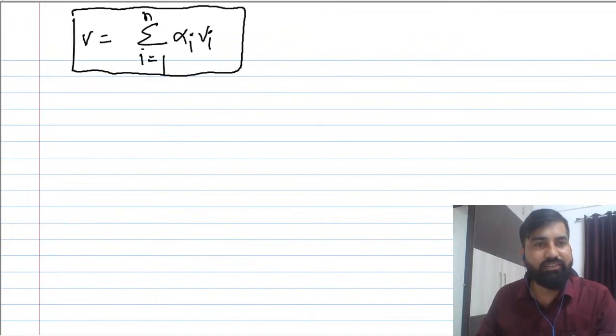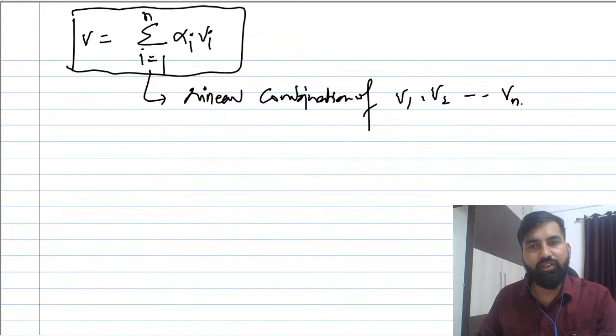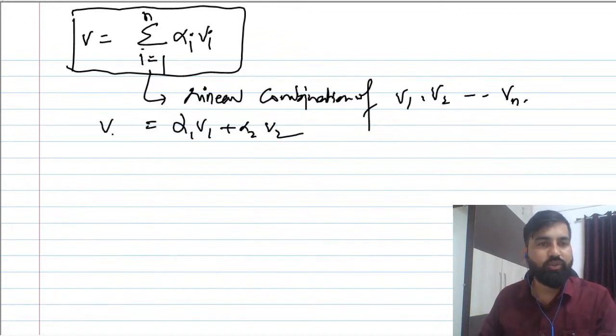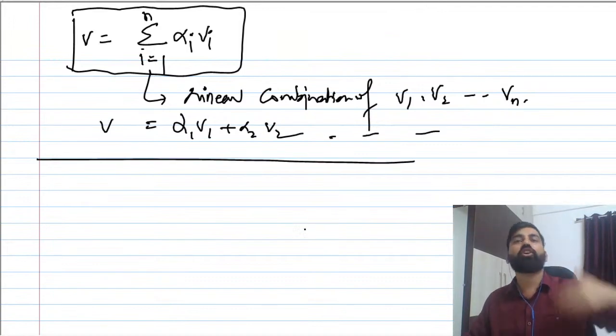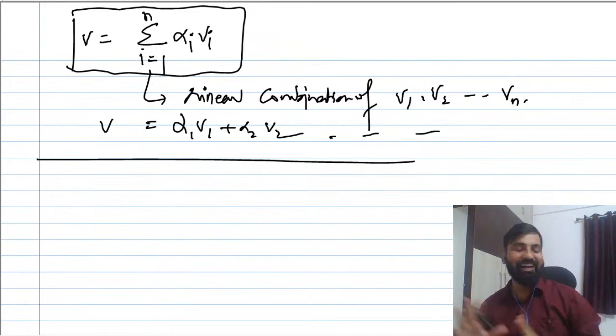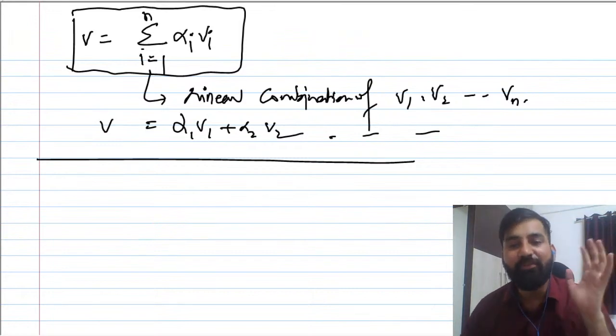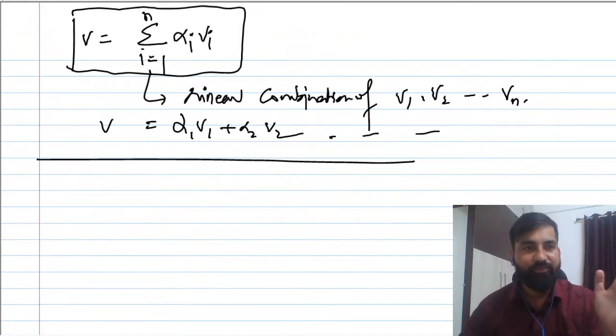And what is this? This is basically the linear combination of v1, v2, and so on, vn, right? Like alpha 1 v1 plus alpha 2 v2, okay? So any vector can be generated or spanned by the given set of vectors, okay? That is just a concept, right? I have already explained the meaning of linear combination, so I think everybody should be familiar with that. I hope this makes sense to all, right?